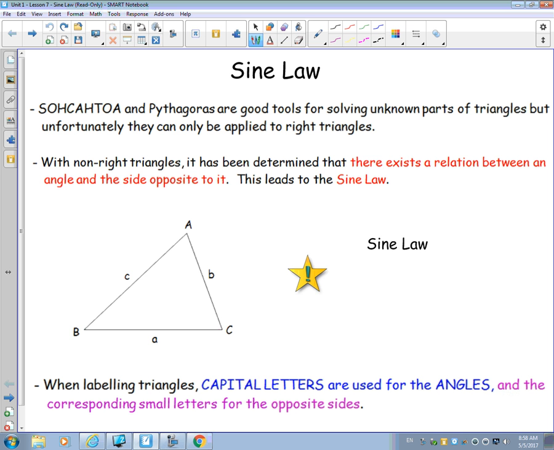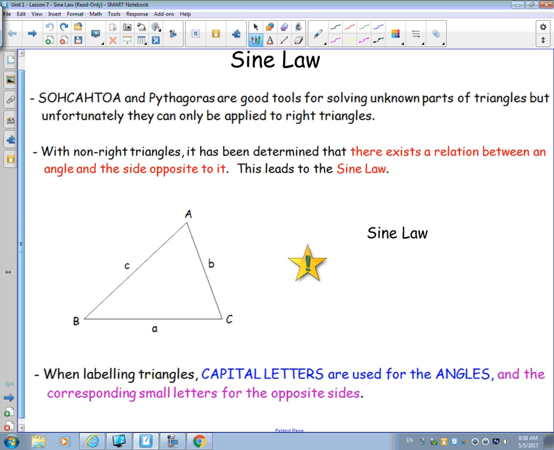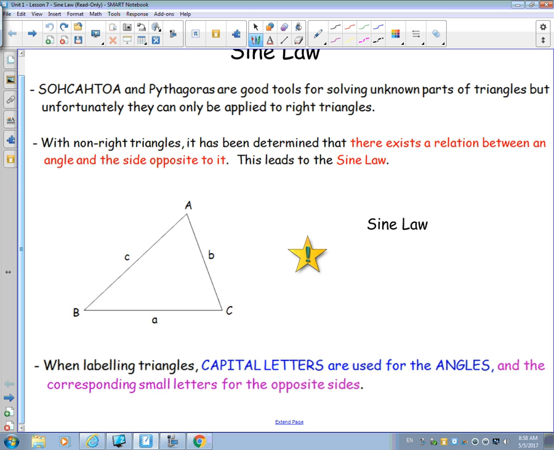The way the sine law works is it examines the relationship between a side and the angle across from it. So if we take a look at this diagram, this triangle, first thing I want to point out, capital letters are always used for angles. The small letter that's across from it is always the corresponding side. So big A and little a are always across from each other. Big B is angle B, small b is across from it. That's side b. Big C, small c.